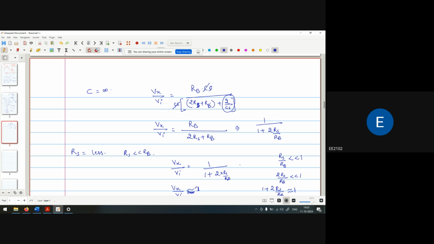So there is no change. Why? Because we assumed the capacitor to be infinite. So we can't set the capacitor value as infinite. Now then what will happen?